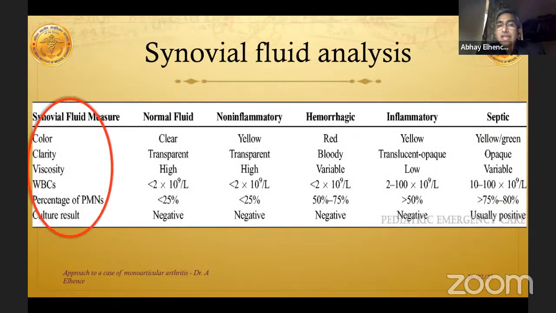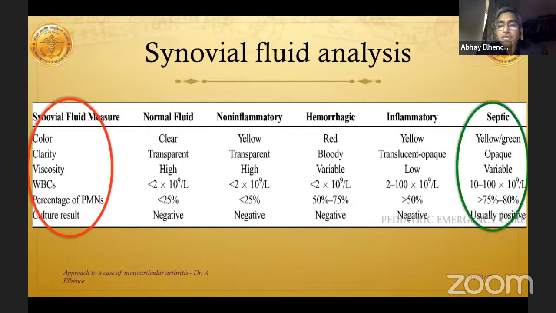What we need to understand in a synovial fluid is what is the color, what is the clarity of the fluid, what is the viscosity, the extent of WBCs, the percentage of polymorphonuclear cells, and the results of culture. And a standard synovial fluid will have a clear color, a transparent clarity, high viscosity, less than 2000 cells per millimeter cubed, less than 25% of polymorphonuclear cells, and a negative culture.